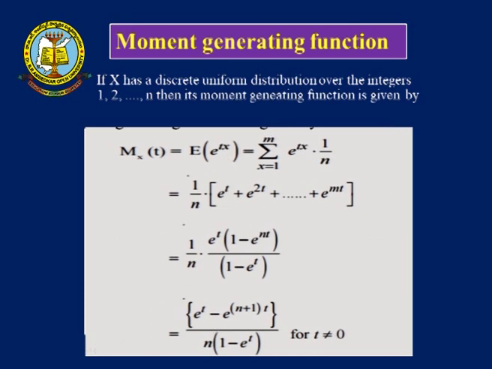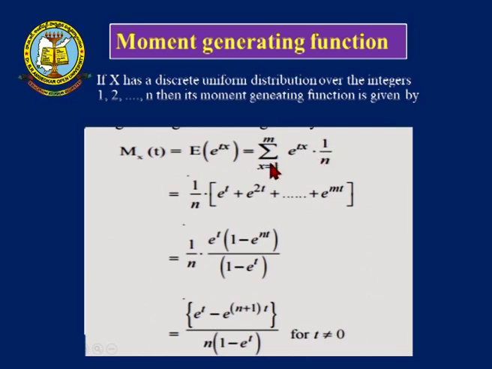We can apply this by summing: the expectation of e^(tX) is equal to the sum over x taking the values 1 to n of e^(tx) times p(x), where p(x) is the probability mass function of the uniform distribution. So, instead of p(x) I can substitute 1/n. As you already know, we defined this probability mass function at the very beginning: the probability mass function of the uniform distribution is 1/n.